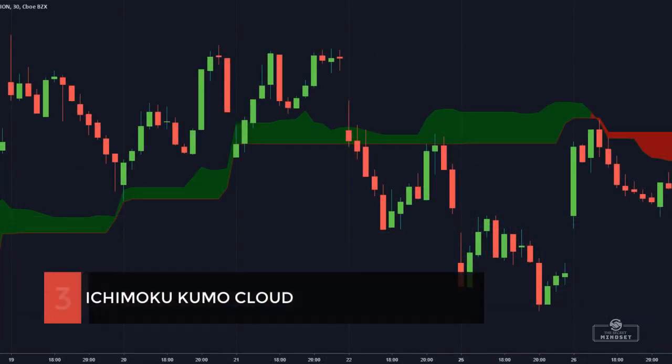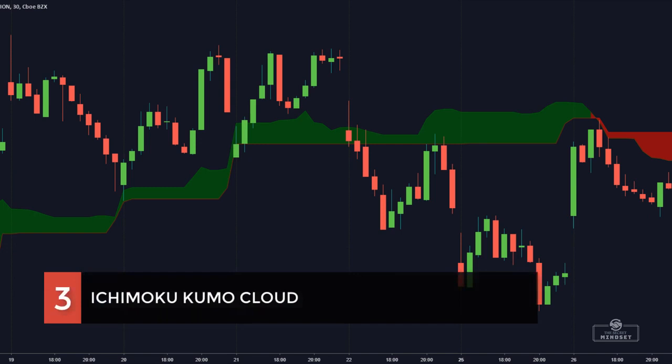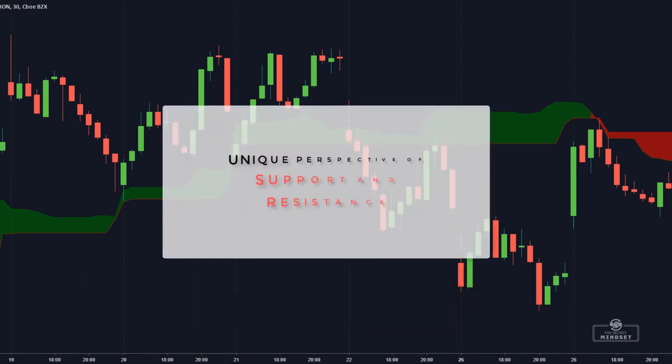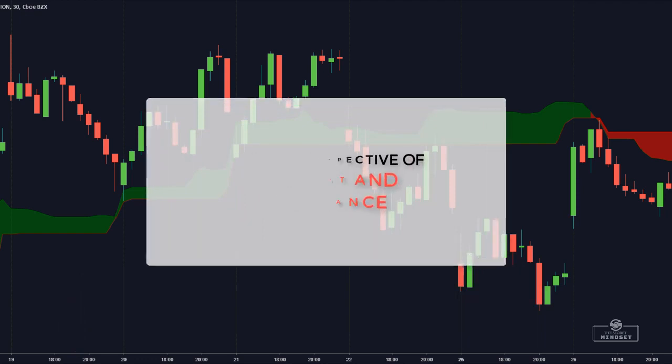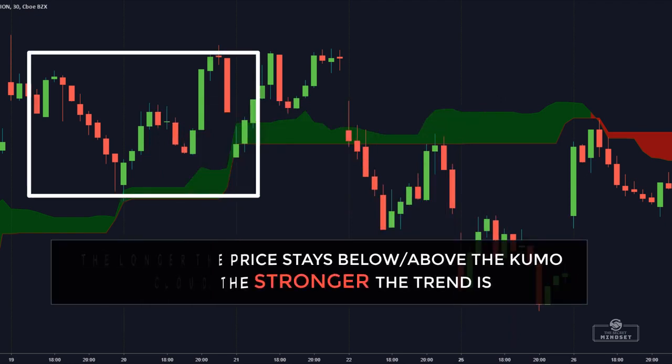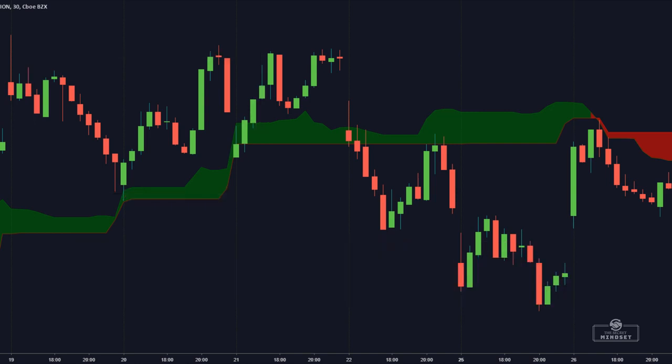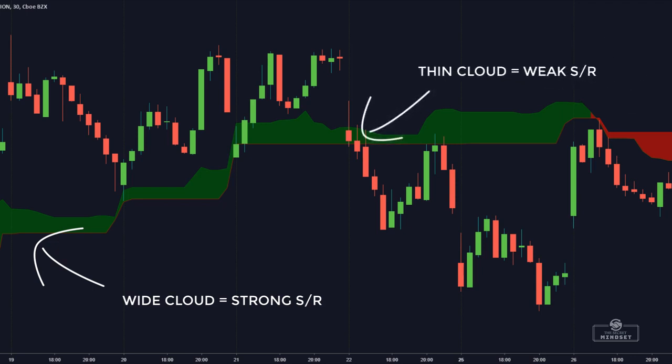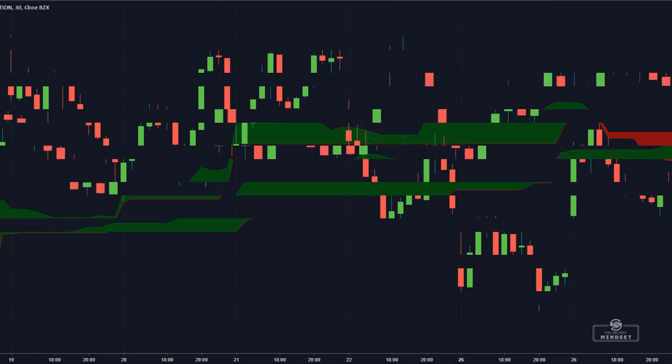The third technique involves the Kumo cloud of the Ichimoku indicator. The Kumo cloud offers a unique perspective of support and resistance, representing these levels based on price action. The longer the price stays below or above the Kumo cloud, the stronger the trend is. Also, when a cloud is wide, the expected support or resistance is strong, and when the cloud is thin, the expected support or resistance is weak.